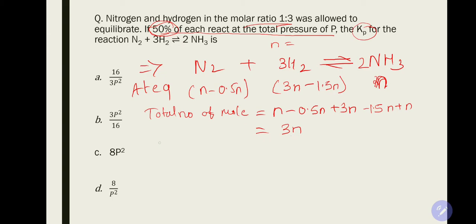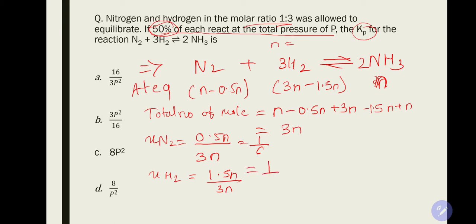Now what is the mole fraction? What is the mole fraction of N2? It is the number of moles of N2, that is 0.5n upon 3n, which is equal to 1 by 6. Again, the mole fraction of H2 is 1.5n upon 3n, which is equal to 1 by 2. And the mole fraction of NH3 is n upon 3n, which is 1/3.